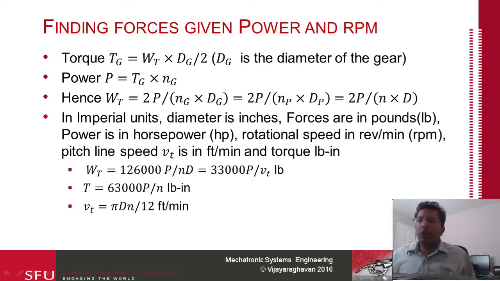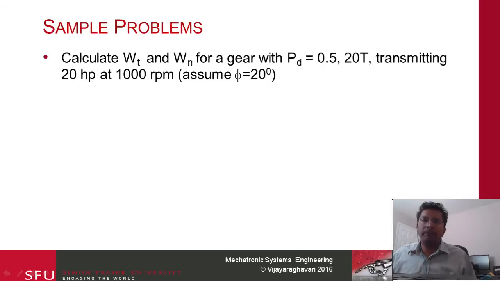Okay, so moving along. We'll use a sample problem to see how we can use this to calculate things. So this is our problem. We're going to calculate the W sub T, which is the tangential force, and W sub N, which is the normal force for the gear. Assuming PD, if you recall, PD is the diametral pitch, 20 teeth, transmitting 20 horsepower at 1000 RPM. We're going to assume phi, or the pressure angle, is 20 degrees, which is the most commonly used pressure angle.